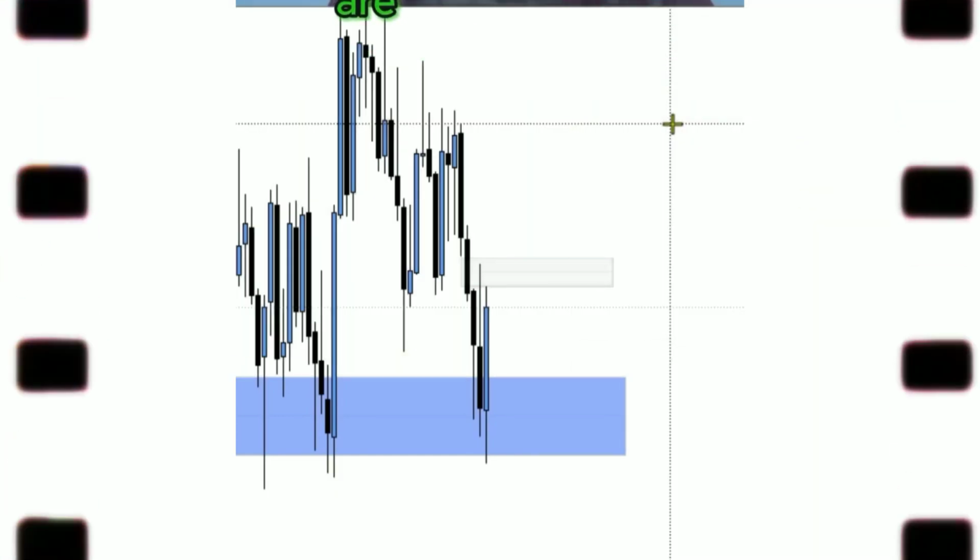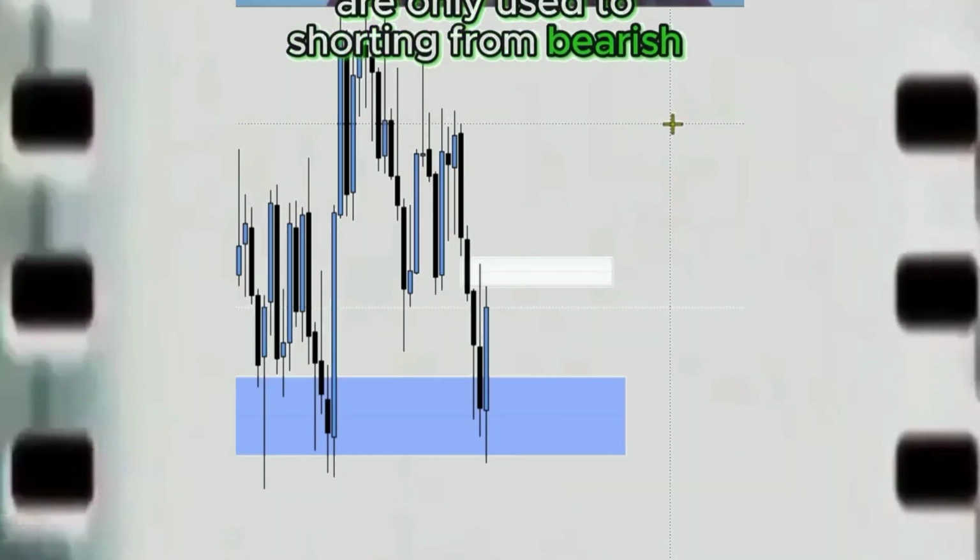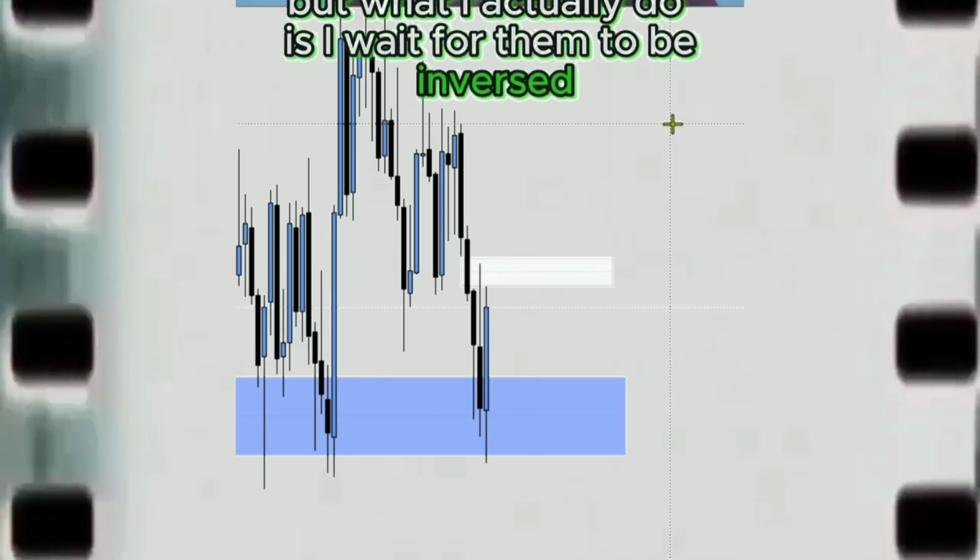So as you can see, we have this bearish fair value gap. Now, most ICT traders are only used to shorting from bearish fair value gaps, but what I actually do is I wait for them to be inversed, then I take long positions and use them as inversion fair value gaps.